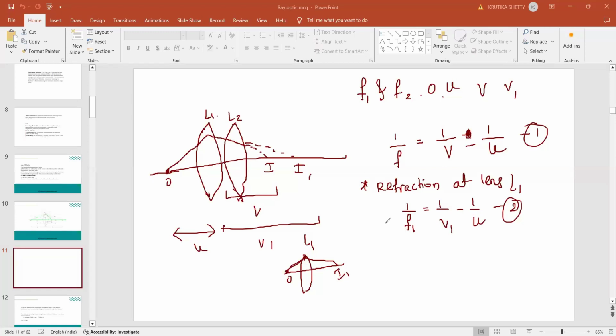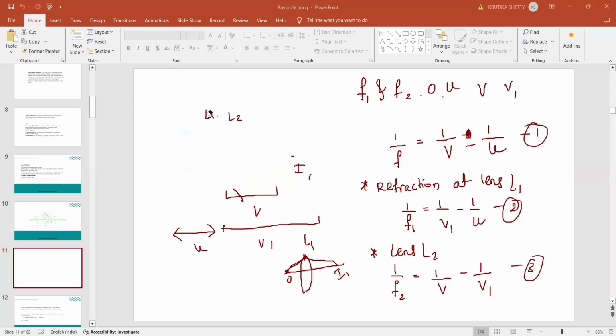Next, the second step is the refraction at the lens L2. For the L2 lens, the focal length is written as 1 by F2, which is equal to 1 by V, where V is the image distance, minus 1 by V1, where V1 is the object distance. So this is our equation 3.